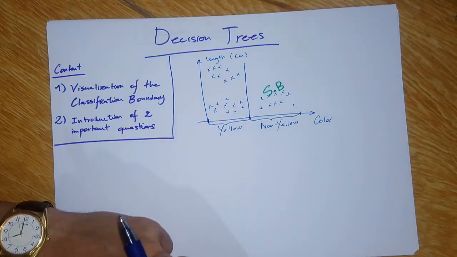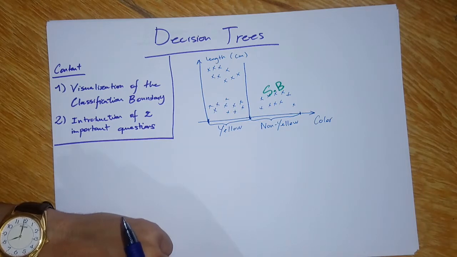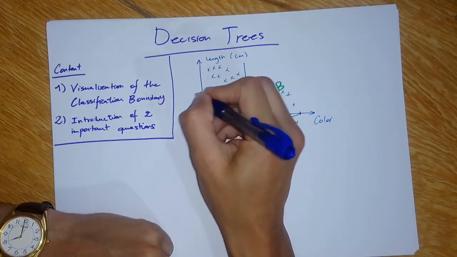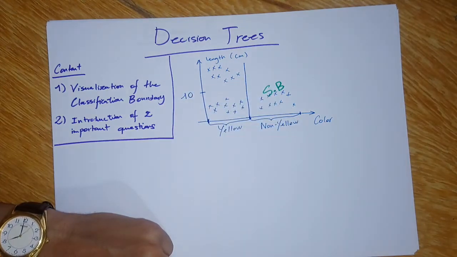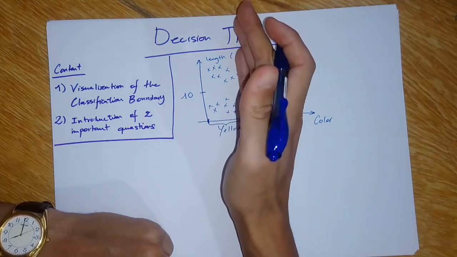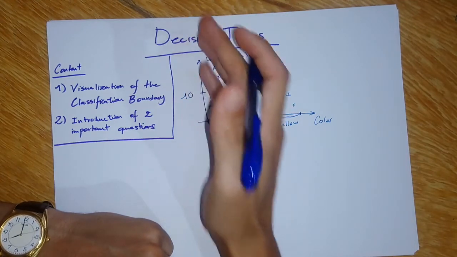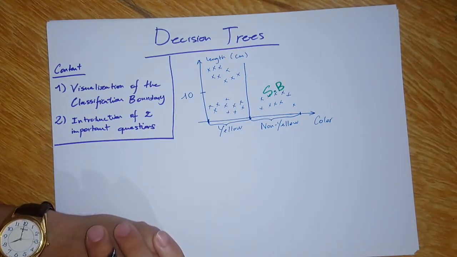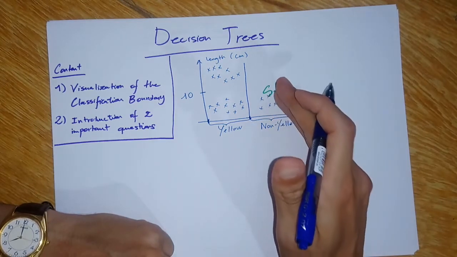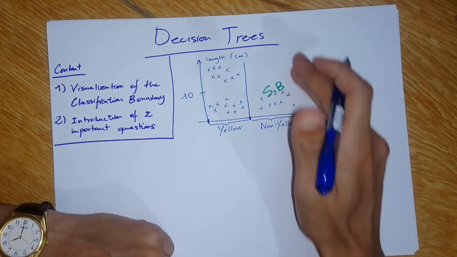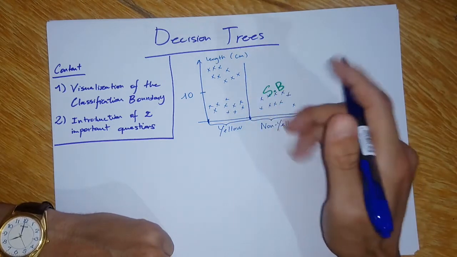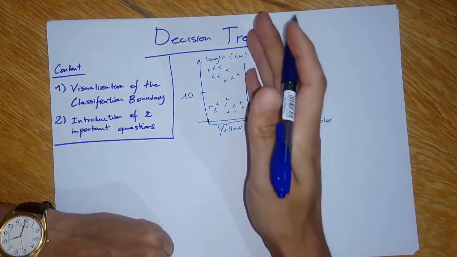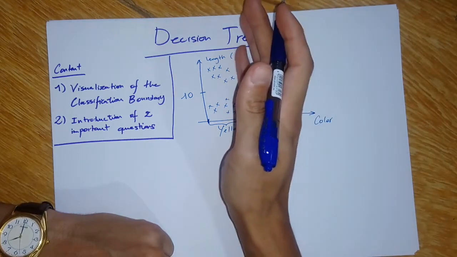Now, if the color is yellow, then I have to ask another question about the length. I ask a question about whether the length is higher than 10 centimeters. So let's say that 10 centimeters is here. What I do then is that I should divide this subset into two subsets, right? Because these are already classified. So I don't care about this subset here. This is already classified and I know the class of these data points.